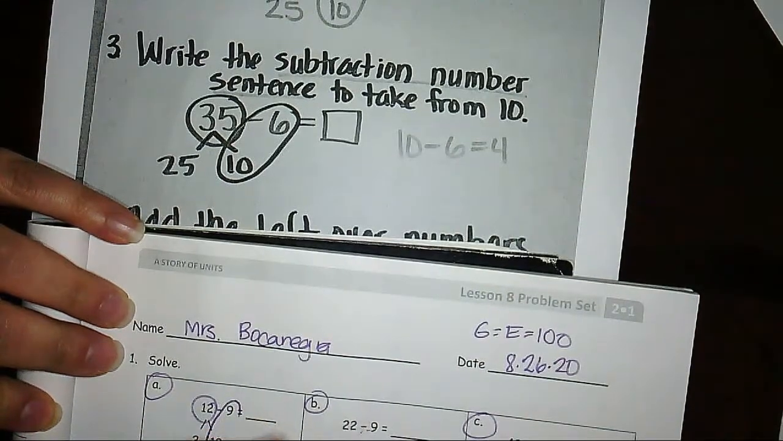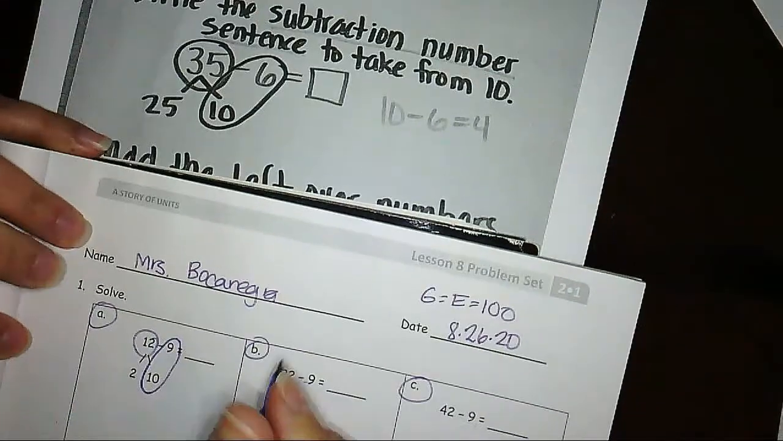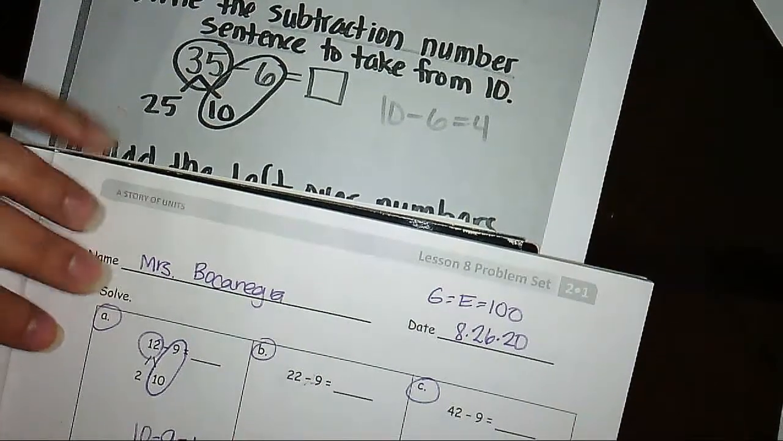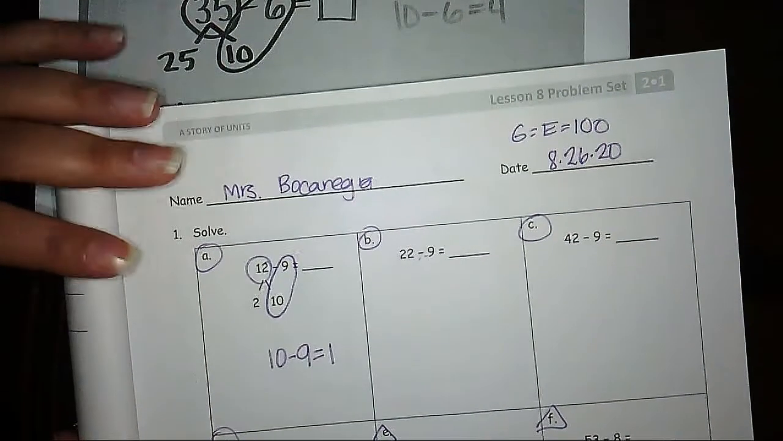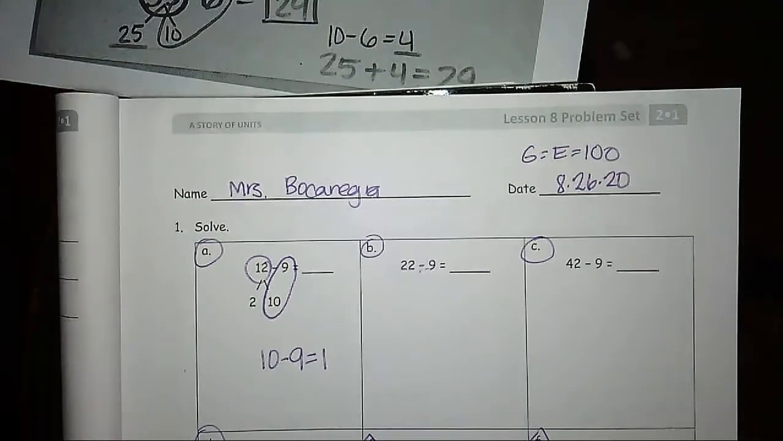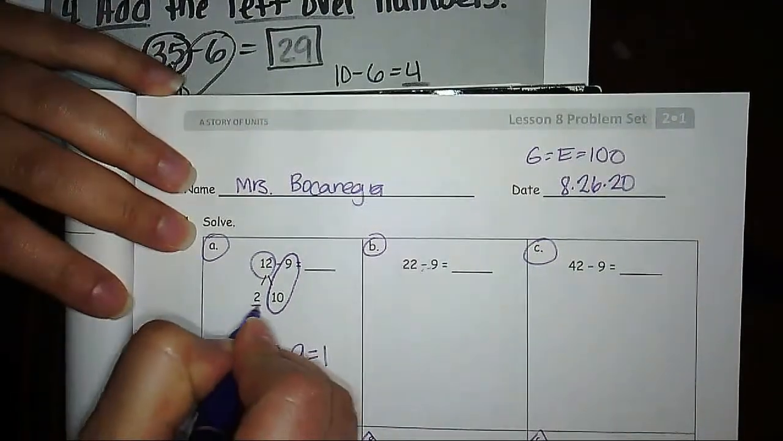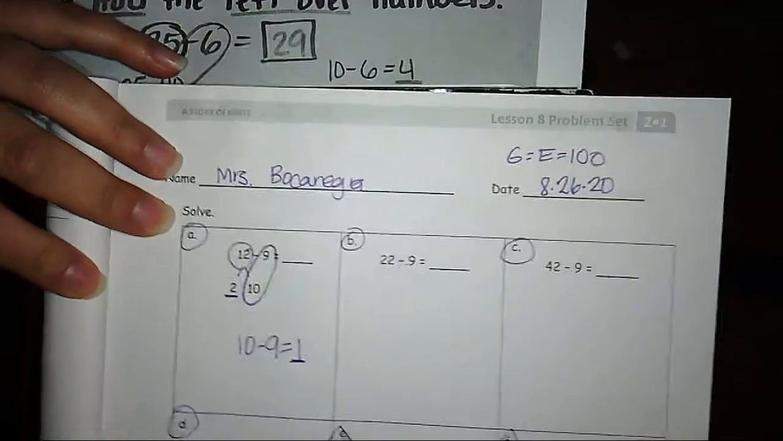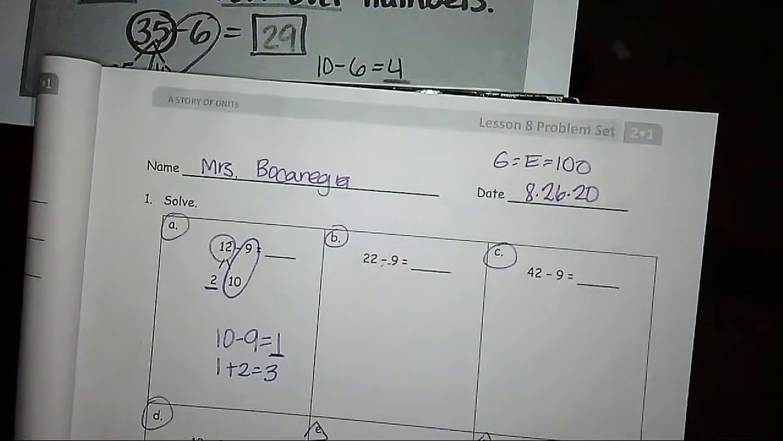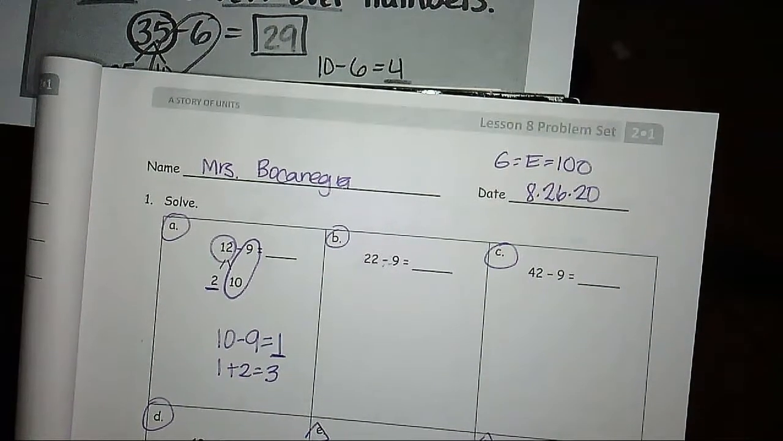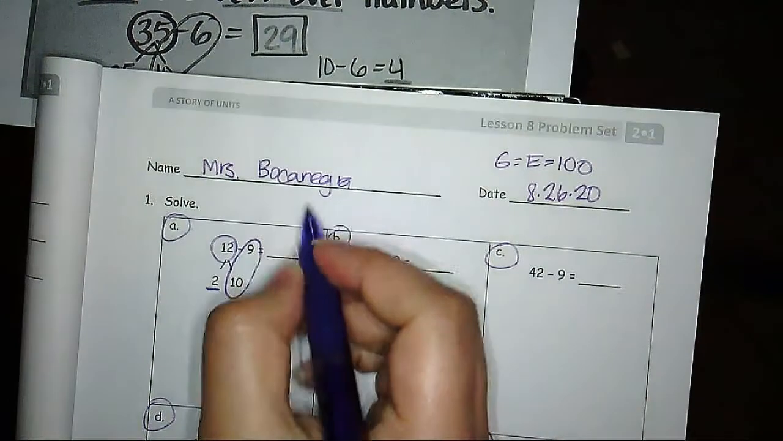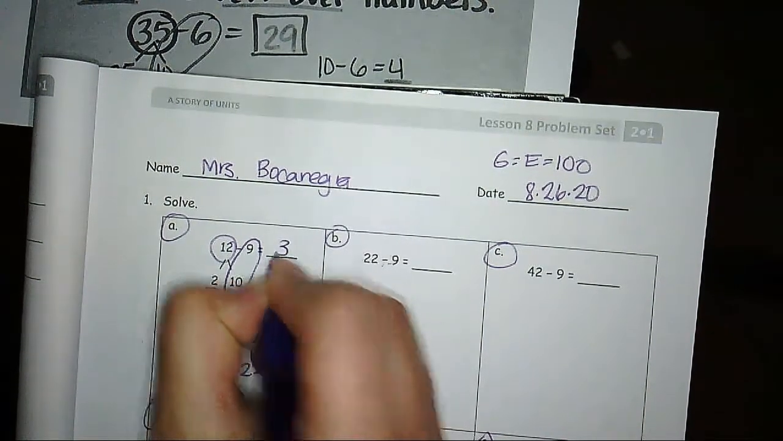Subtract number sentence. Subtraction. So I write 10 minus 9 equals to 1. Then I add the numbers that are left over. And those numbers, make sure you underline them so you won't forget. So I add 1 plus 2 equals to 3. And look, that was quick and easy, and we were able to work the problem. Make sure you come back and write the answer. 12 minus 9 equals to 3.